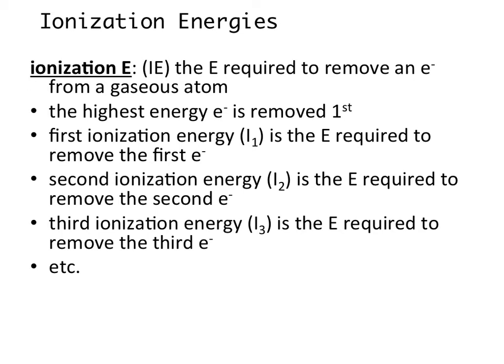Now, the highest energy electron, so the one that's farthest away from the nucleus, is going to be the one that's removed first. So, the first ionization energy, or IE1 or I1, there's different types of notations. First ionization energy is the energy required to remove the first electron. So, in any element that you're looking at, the electron that's farthest away from the nucleus is going to be the one that's removed first, and the energy required to do that is going to be your first ionization energy. Second ionization energy is going to be the second electron that's removed from that atom. The third ionization energy is the energy required to remove the third electron from that atom, etc.